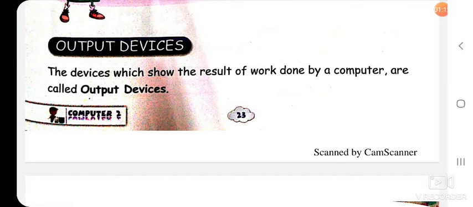Okay, so now output devices. What are output devices? The devices which show the result of work done by a computer are called output devices. It displays the result of the processed data, and that is known as an output device.